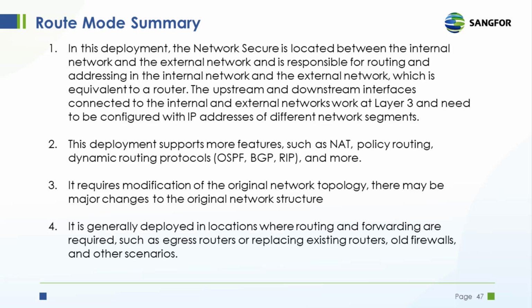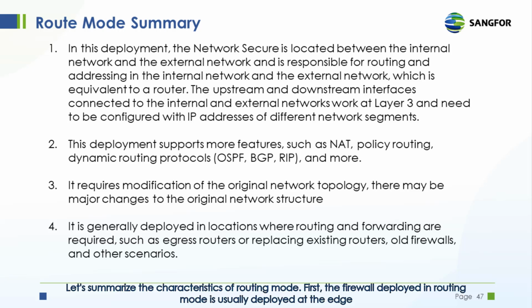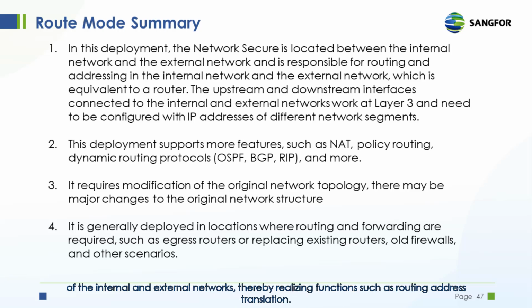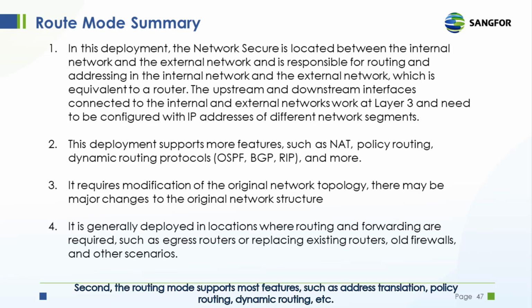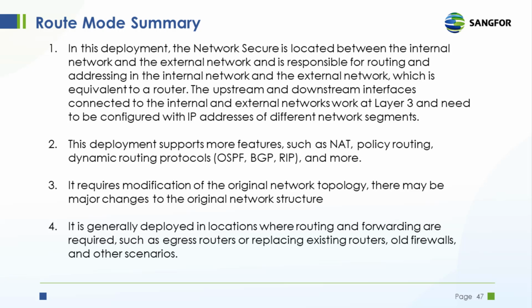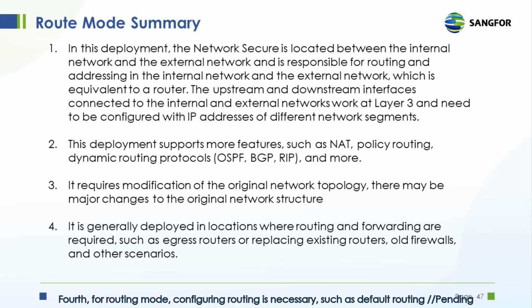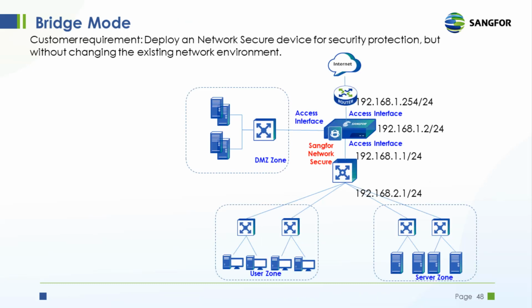Let's summarize the characteristics of routing mode. First, the firewall deployed in routing mode is usually deployed at the edge of the internal and external networks, thereby realizing functions such as routing and address translation. Second, the routing mode supports most features such as address translation, policy routing, dynamic routing, etc. Third, routing mode usually changes the original network topology. Fourth, for routing mode, configuring routing is necessary, such as the default route.